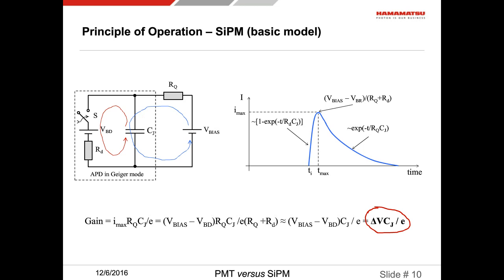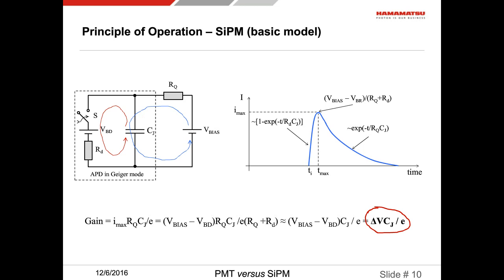RD, which is the resistance of the depletion region during avalanche. This resistance is typically small, on the order of a few hundred ohms. Then we have a voltage source VBD, where VBD stands for breakdown voltage. Again, this is a model. There are no real voltage sources inside of the SiPM. This is how we model its operation. And then there is a switch, an on-off switch. I'll describe its role shortly.